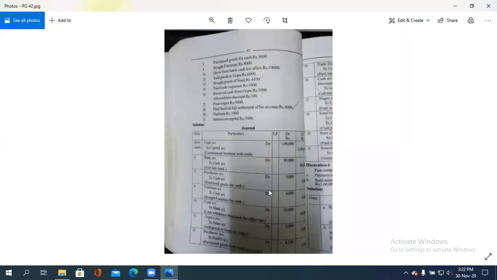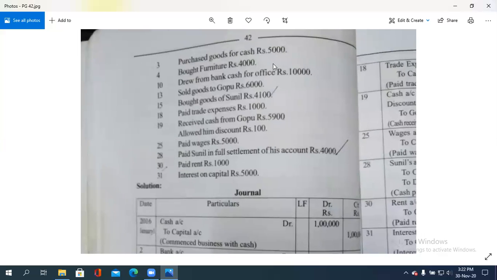Clear? Then we see purchased goods for cash. Purchase account debit to cash. Bought furniture. Furniture is bought. Bought means purchased. So furniture account debit to cash.